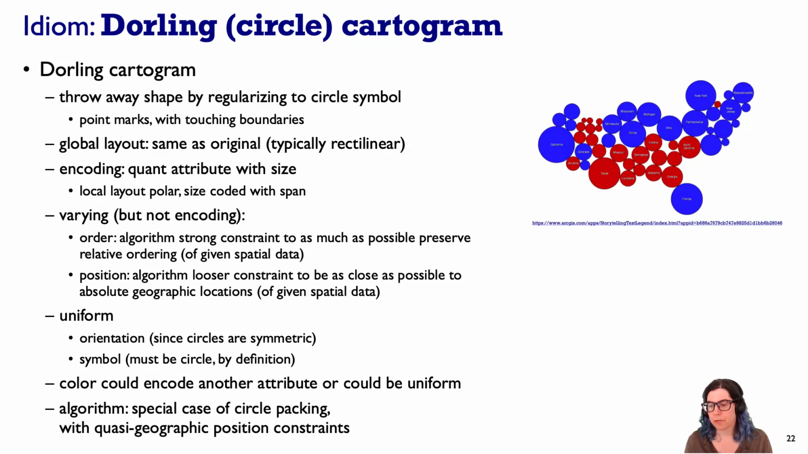So for those of you who are aware of the mathematical idea of a circle packing algorithm, this is just a special case of circle packing where you can think about the positional constraints as being quasi-geographic, right? They're inspired by the geography, but that's not guaranteed to be kept. It's just preserved as much as possible, given those other hard constraints of touching point marks of specific sizes.